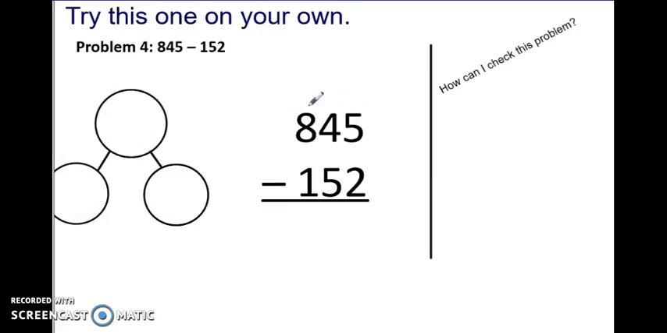You are going to solve this problem on your own. 845 minus 152. Please fill out a number bond. And after you finish your subtraction, please show me how you would check it using addition. When you're done with this problem, you're done with today's lesson.